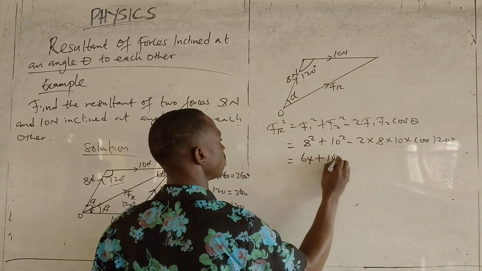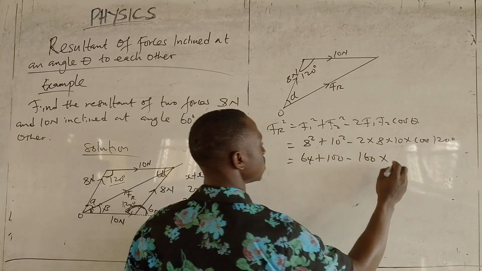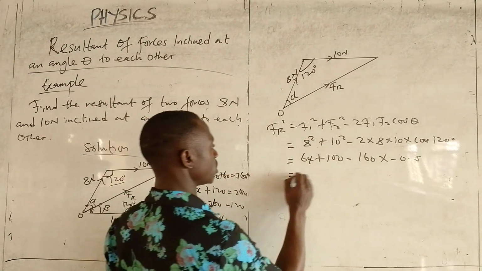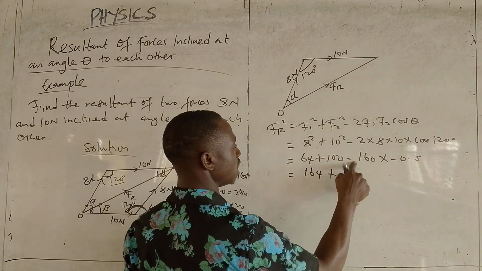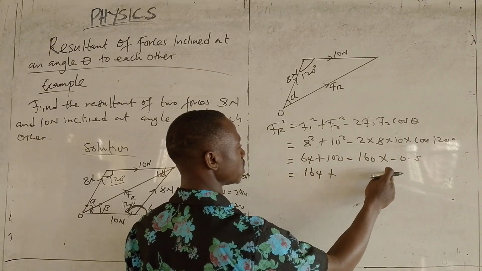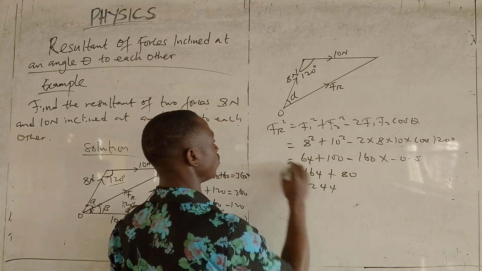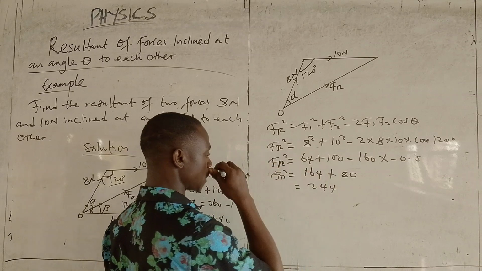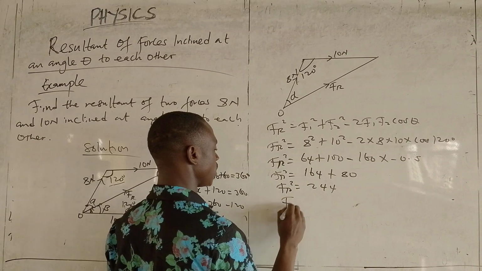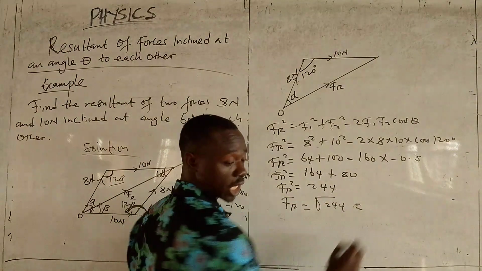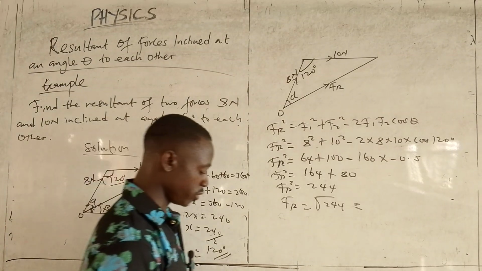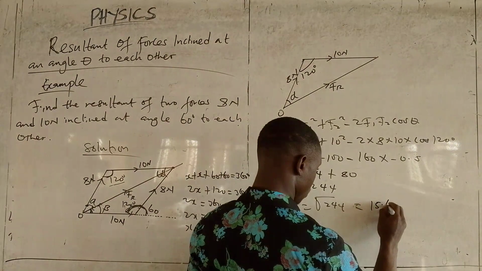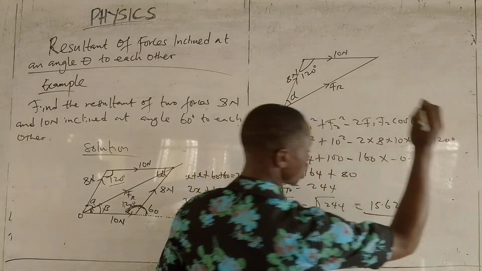That's 64 plus 100 minus 160 times minus 0.5. So this is going to be equal to 164. Then minus times minus is plus 80, which is 244. FR squared is 164 plus 80, that's 244. So FR is the square root of 244, and that's 15.62 Newton. Now don't forget, this is just the magnitude.